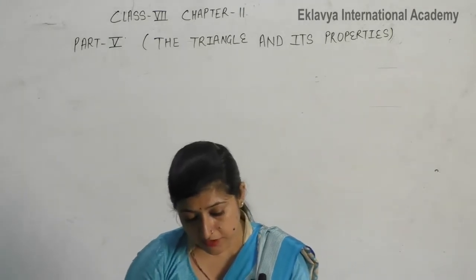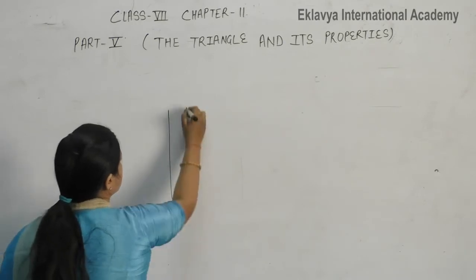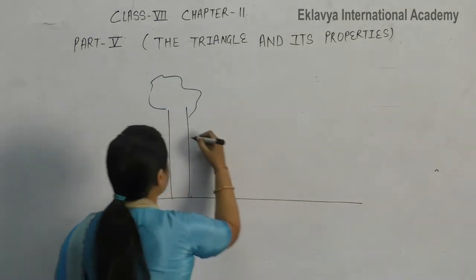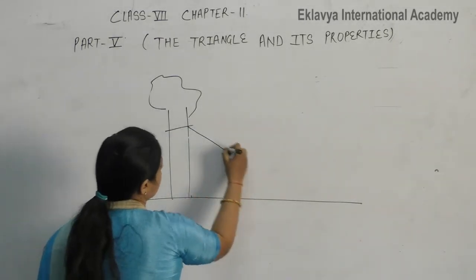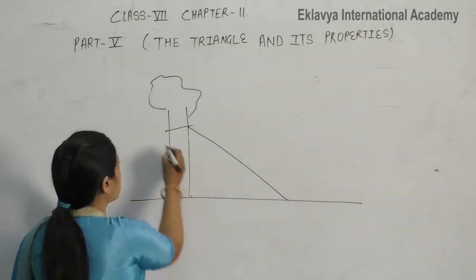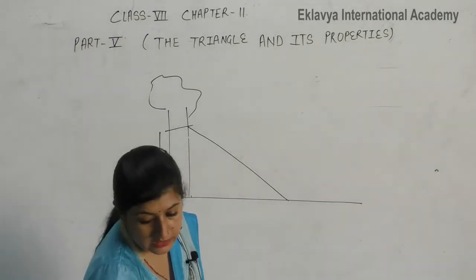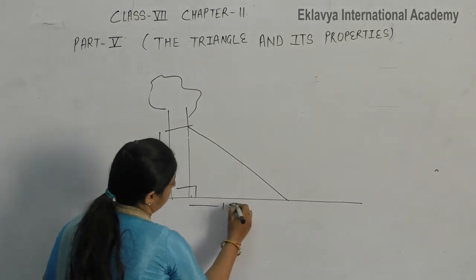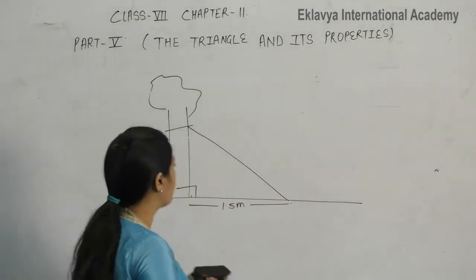Calculate the length of the wire supporting the tree. One tree is here. One wire is here. This is given to you, 2 meter length, and this one is a right angle, and 1.5 meter. Then find the value of x.